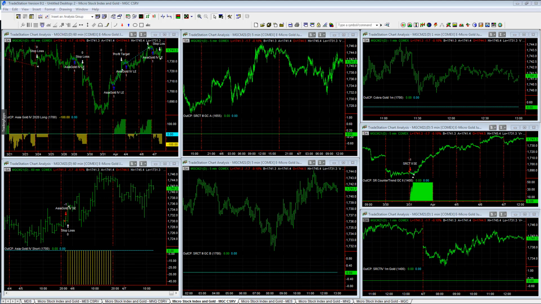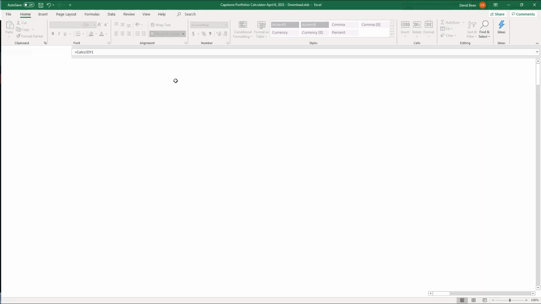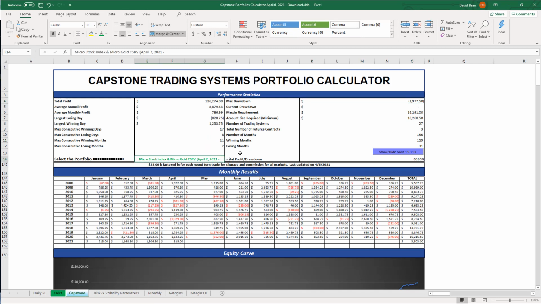I'm going to show you how those look in the portfolio calculator. I've added these to the portfolio calculator now. And so you can see this is micro stock index, micro gold. Here is the setup. You can see the CSRV. And the total profit over drawdown is what we're focused on. The drawdown is half of what the other one is of the base platform. There are only 27 strategies versus 37. So there's only 4 Nasdaq strategies instead of 14.